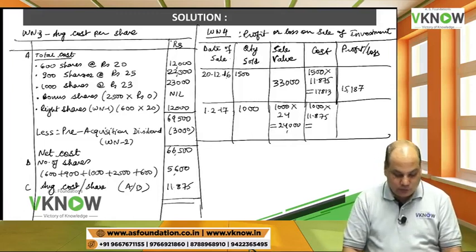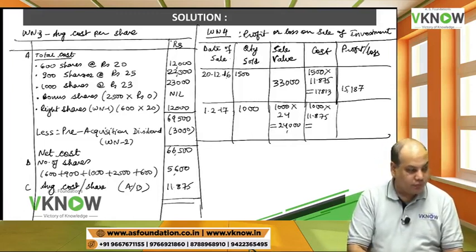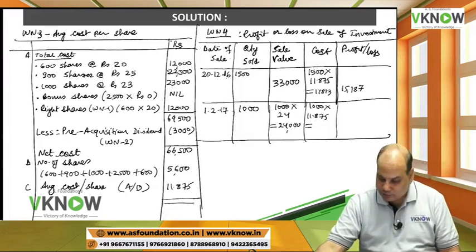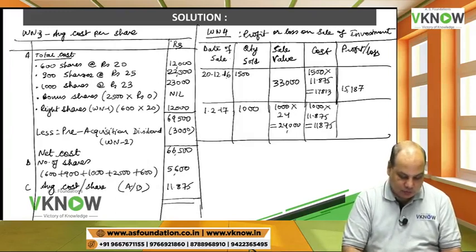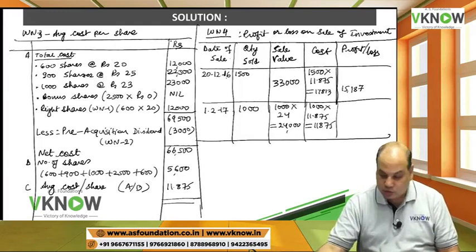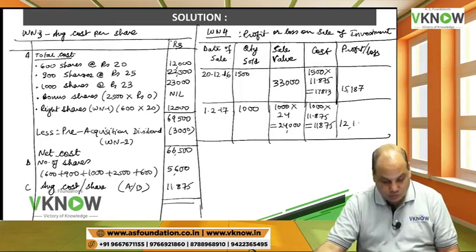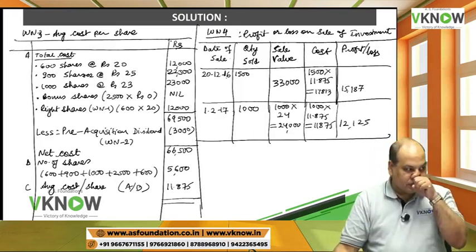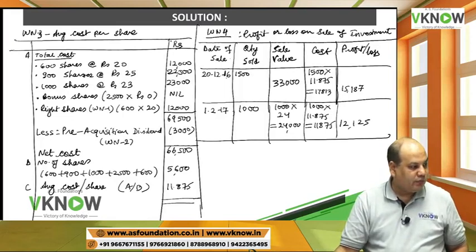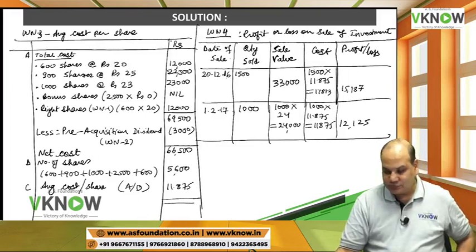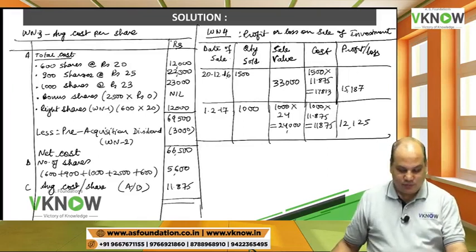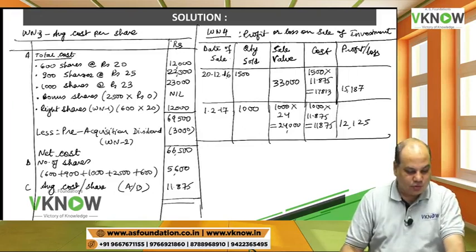Okay, tell me, 1000 into 11.875. 11,875 I am getting. So there is some profit I can see. The profit is 12,125. Very good, Thakur. 12,125. Thakur is right. Surya is right. Kunal is right. Any query on this? Yes, no.